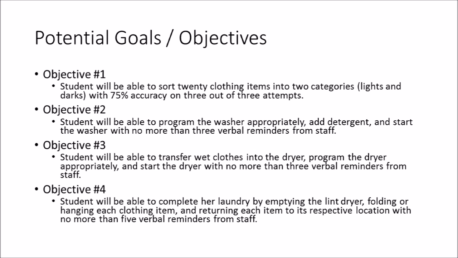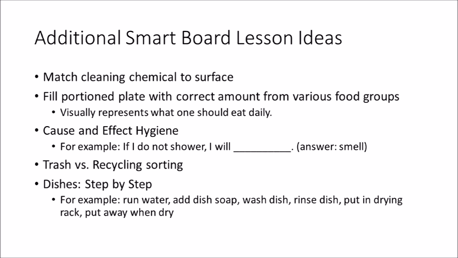Potential goals within this, you could have goals that students are able to sort clothing items into the 2 categories, as I was talking about my student earlier. You could also have students practice the various steps, being able to go through the steps of programming a washer and adding the detergent and starting it, as well as doing everything for the dryer, practicing how students can complete their laundry by emptying the lint trap if they haven't done that already, folding and hanging clothing items, and then returning the clothing items to the appropriate place.